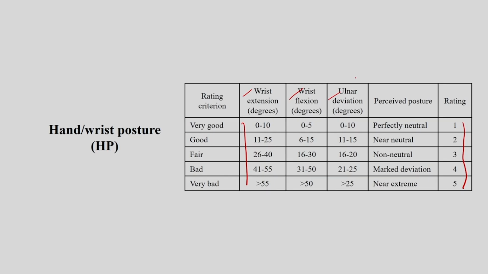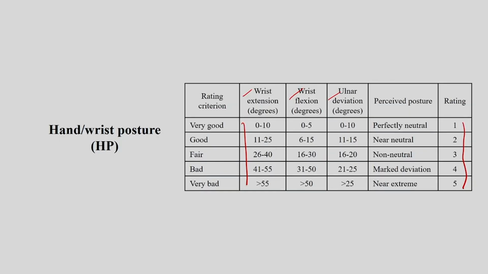Now, it may happen that along with extension and flexion, some ulnar deviation is present. In that case, you may ask which value you should take. Here, as it is a risk assessment tool, you should always go for the higher value.